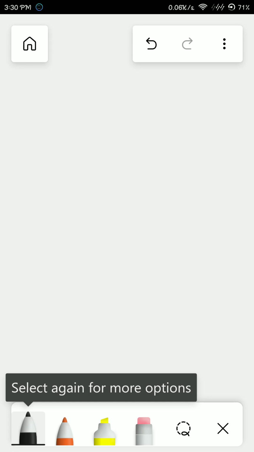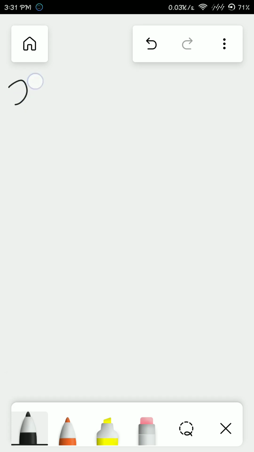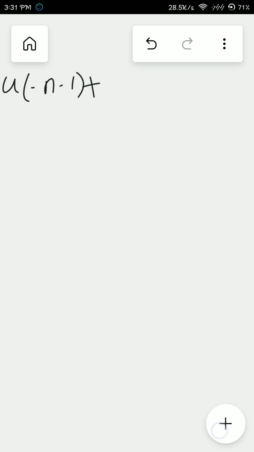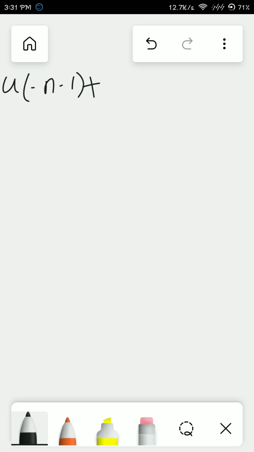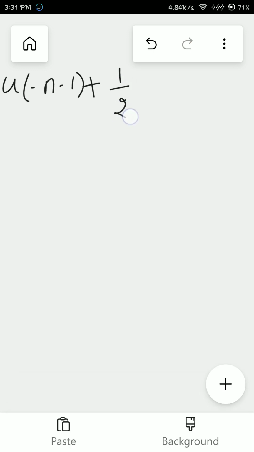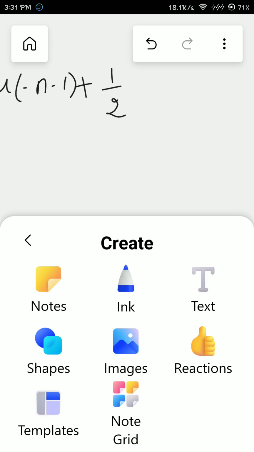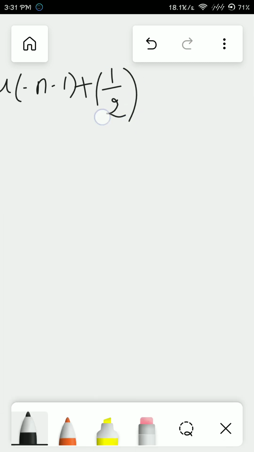So we are going to do the very next problem. That is, x of n is equal to minus u of minus n minus 1, plus half to the power of n into u of n. Yes, it is half to the power of n into u of n.